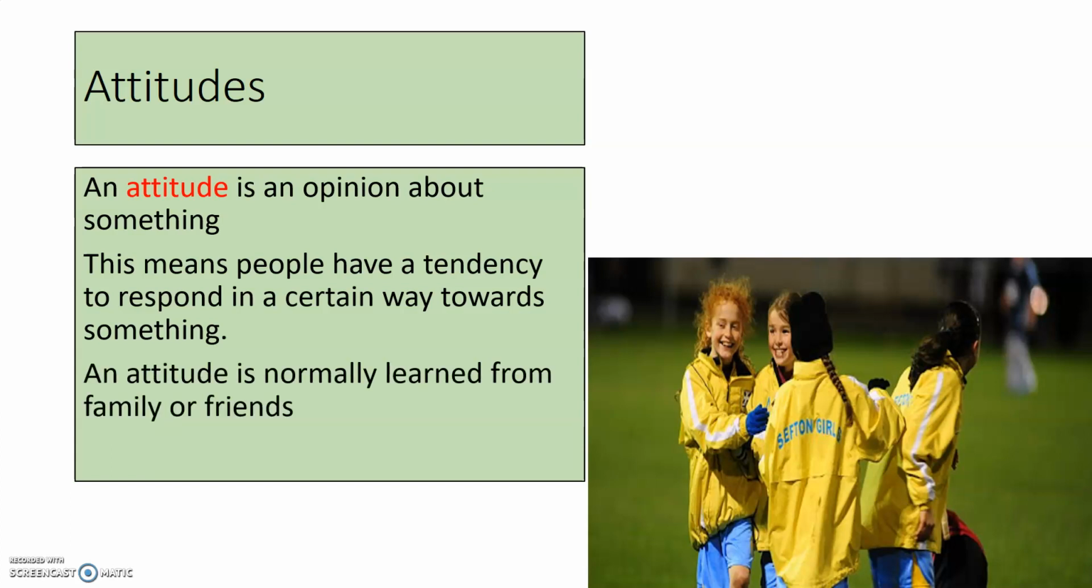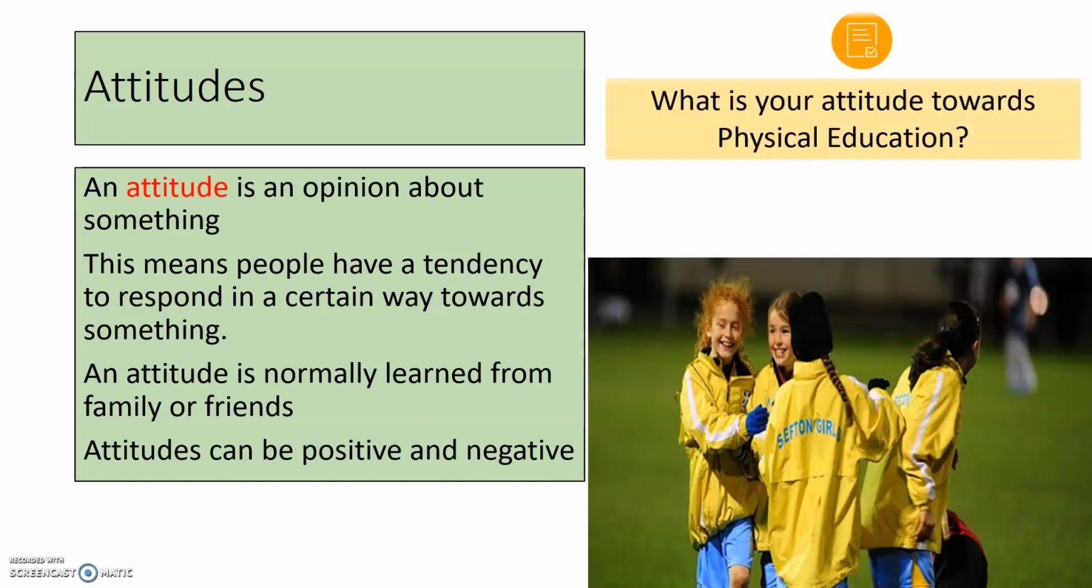And ultimately, an attitude can come from all different forms of life. It might come from a role model, someone specific in the family, or friends in terms of peers that we hang out with. And ultimately, attitudes can be both positive and negative.